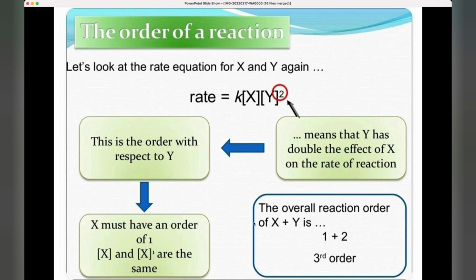So how will you take the order of the reaction? The overall order of the reaction can be taken as: x has an order of 1 and y has an order of 2. So the total order will be 1 plus 2, a third order reaction. If you get such a relation, you can understand that the overall order of the reaction would be 1 plus 2, that is equal to third order.